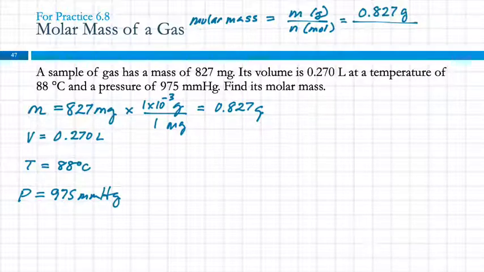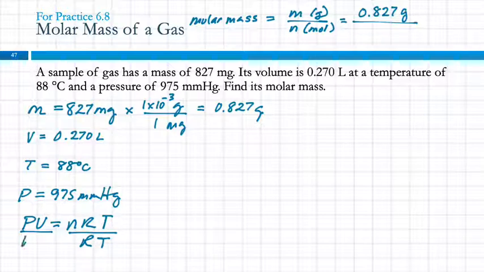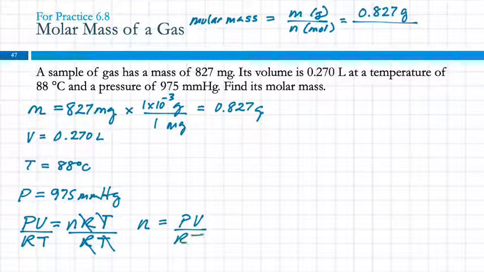And now I need to know how many moles of gas. Ideal gas law. PV equals nRT. We're finally going to solve for something besides P and V. I'm going to solve for n. So I'm going to divide by RT on both sides. So the R's cancel out and the T's cancel out. So the number of moles is equal to the pressure times the volume divided by R times the temperature.